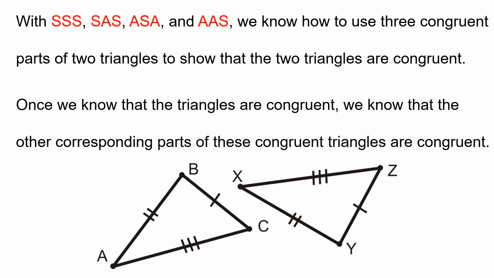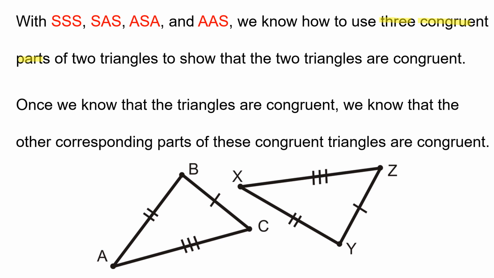All right, so let's think back to our last section that we were covering. We talked about those four postulates: side, side, side; side, angle, side; angle, side, angle; and angle, angle, side. We know how to use those three congruent parts of two triangles. So three sides, two sides and an angle, two angles and a side. So that's what I'm referring to when I say the three congruent parts.